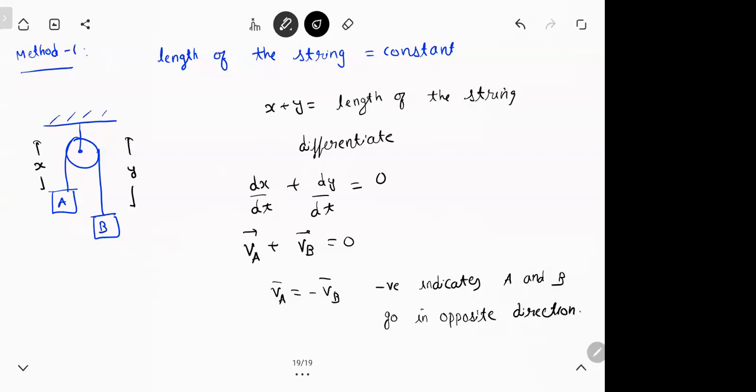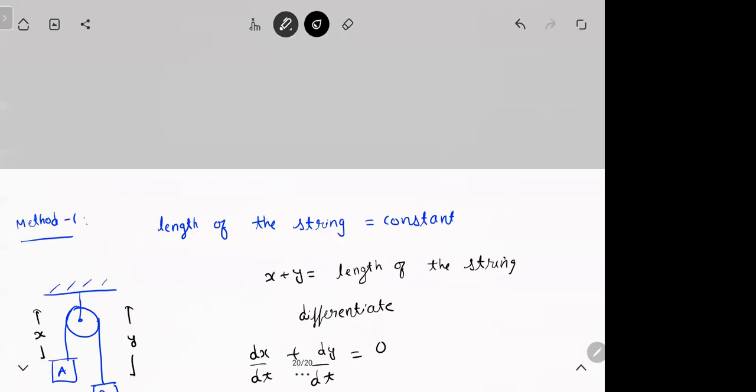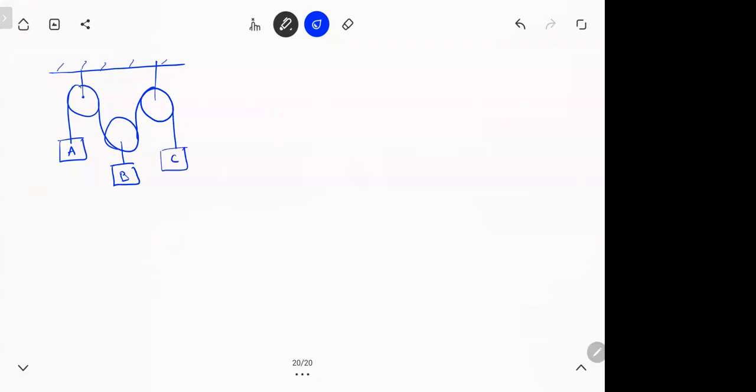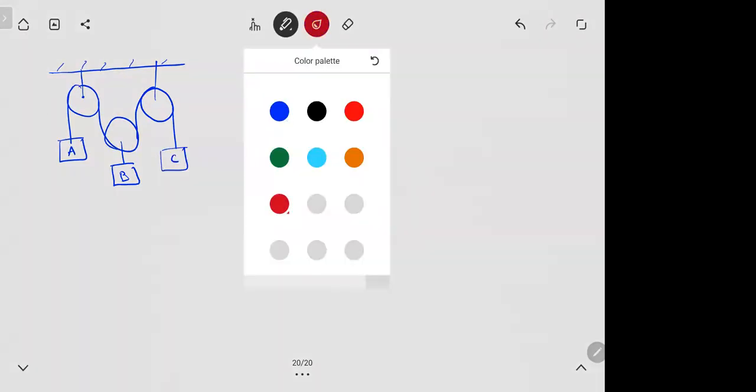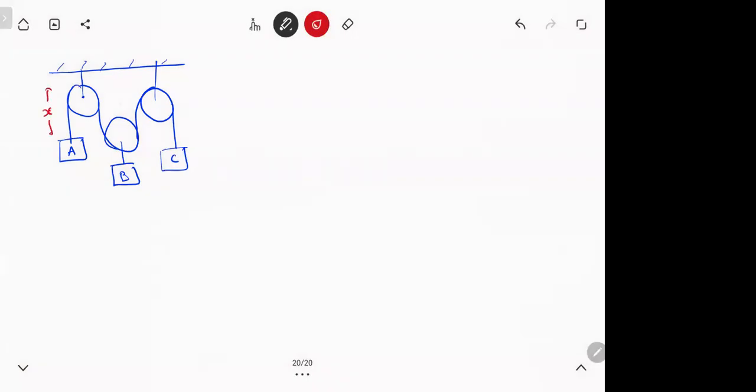Now, let me take a little more complex example. Let's say 3 blocks are going. Now, how do you do something like this? Now, see, let this be x, let this be y, let this be y, and let this be z. So now what is the total length of the string? X plus 2y plus z is L, the length of the string.